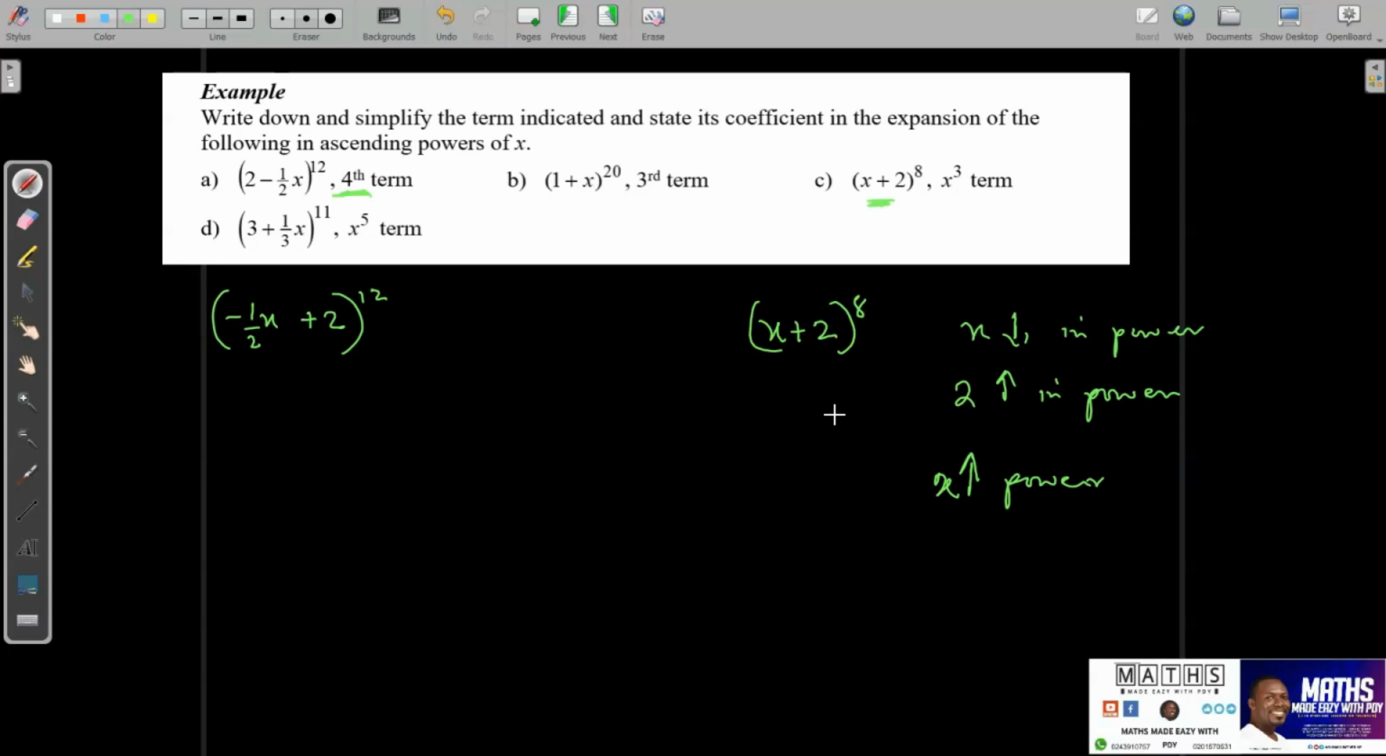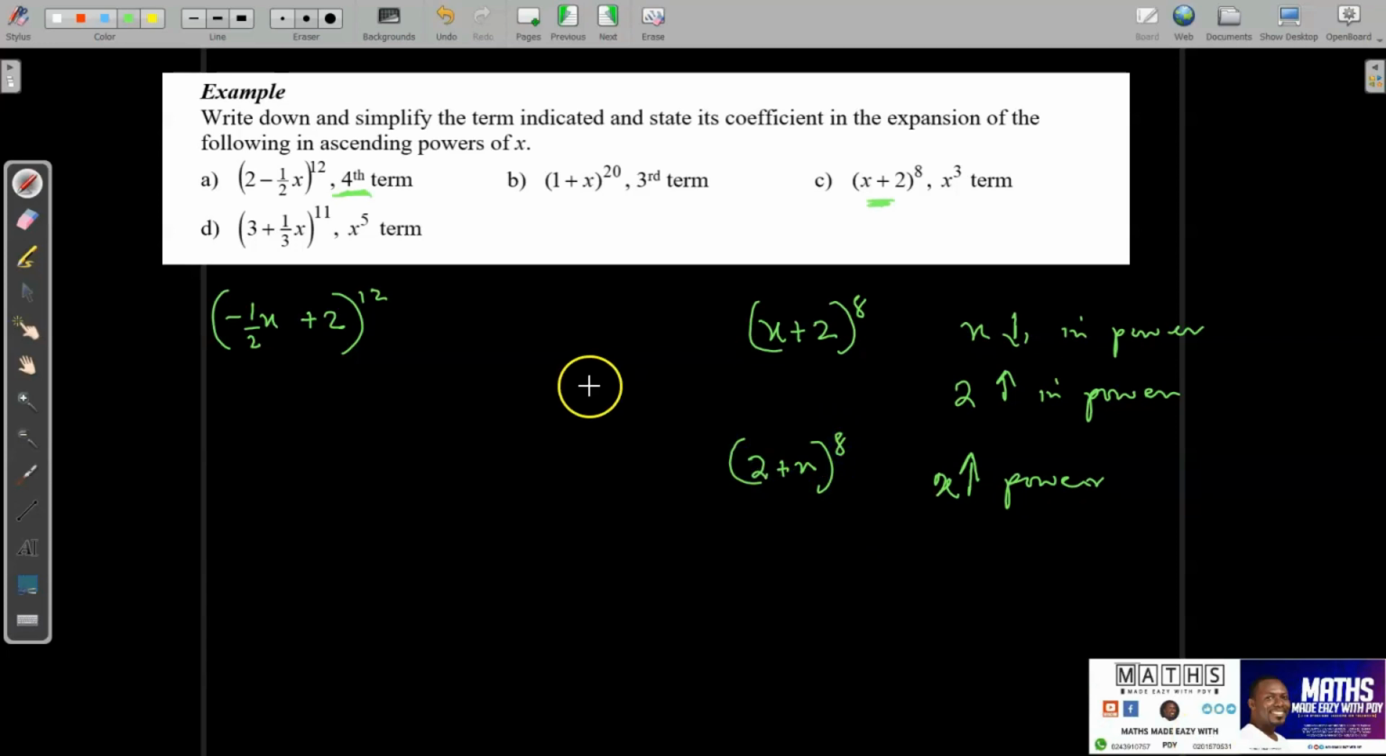Then you write 2 plus x to the power 8. Exactly. That would be the best thing to do. So in order for us to answer the question so that the ascending powers of x can be evaluated, we have to change the question and rather make it 2 plus x all to the power 8. My people, are you following?